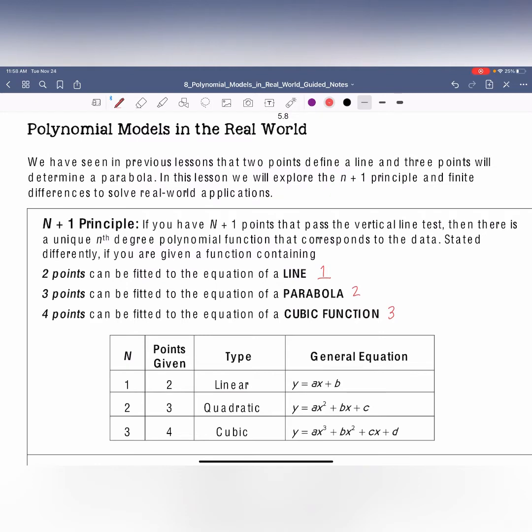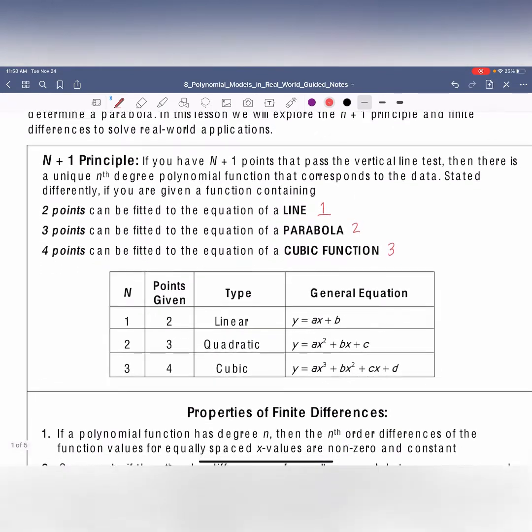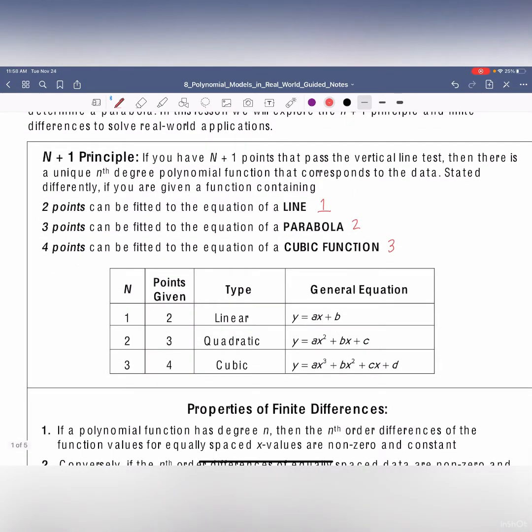Looking at the little graph, if we have 2 points, that makes a linear, y equals ax plus b. 3 points, quadratic, y equals ax squared plus bx plus c. And if I had 4 points, we can make a cubic, y equals ax cubed plus bx squared plus cx plus d. That's all that's saying.